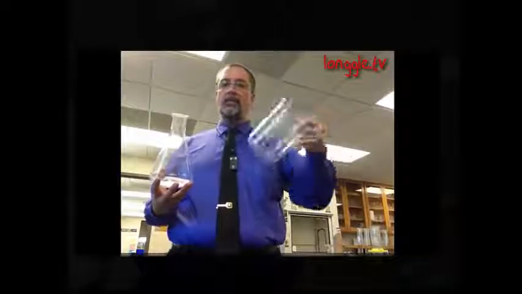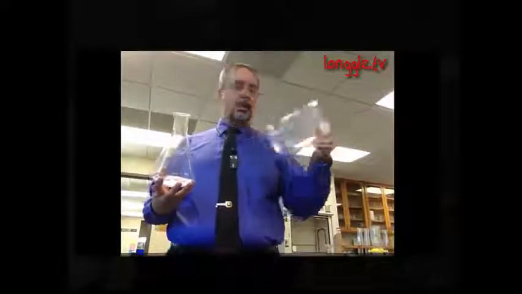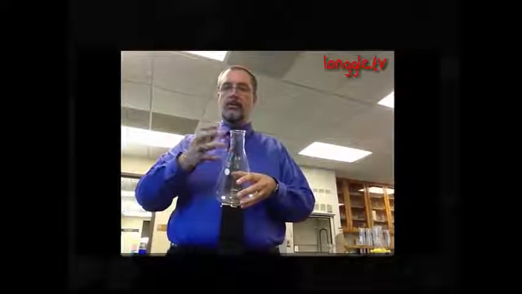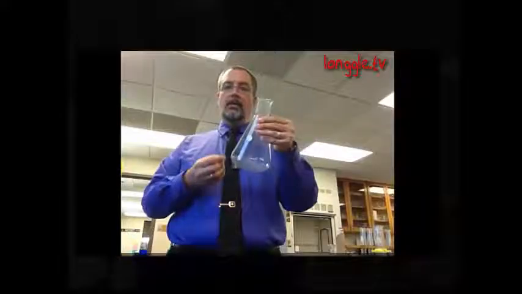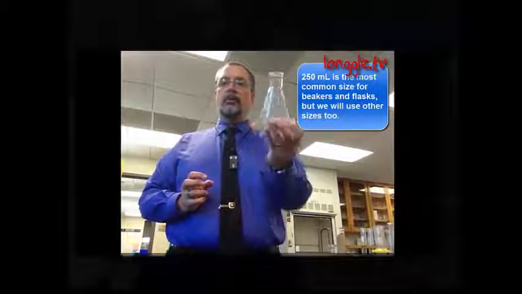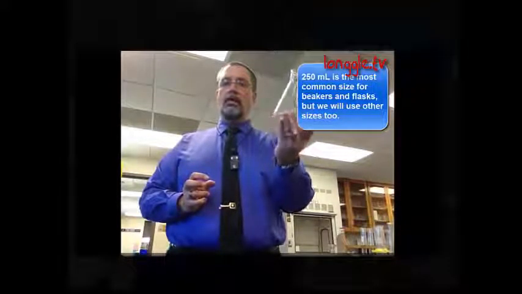In the case of a beaker, the mouth and base are essentially the same diameter, more or less, but a flask is much narrower at the top, and this prevents splashing. So we often do chemical reactions in flasks, because if there's any kind of splashing, it'll usually be contained by the sides. This is probably the most common size. This is a 250 milliliter Erlenmeyer flask. You'll be using these every now and then.